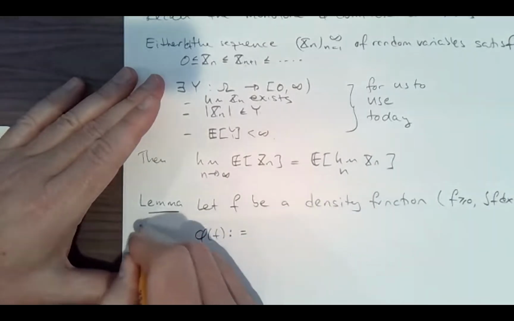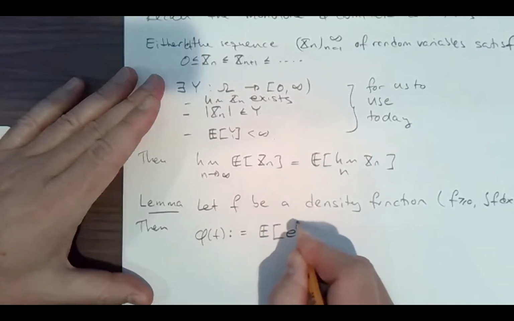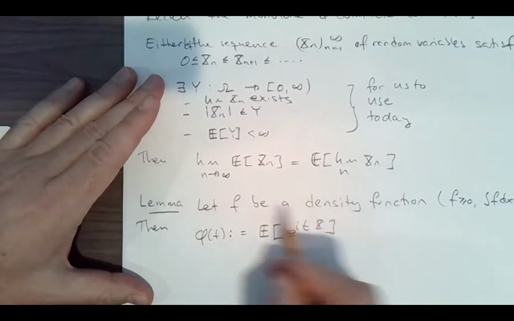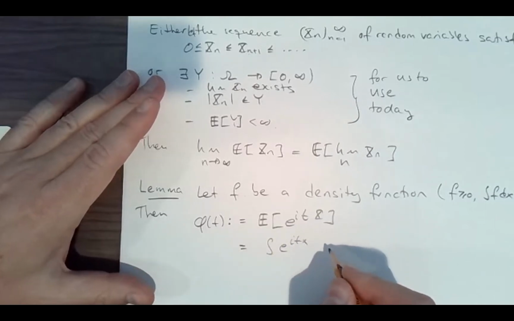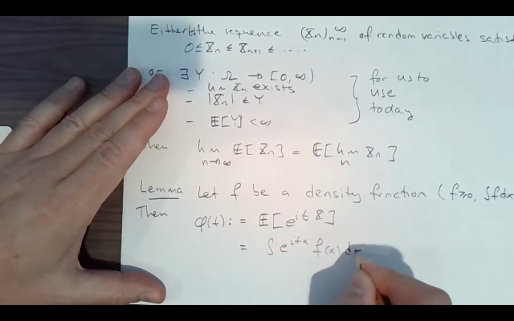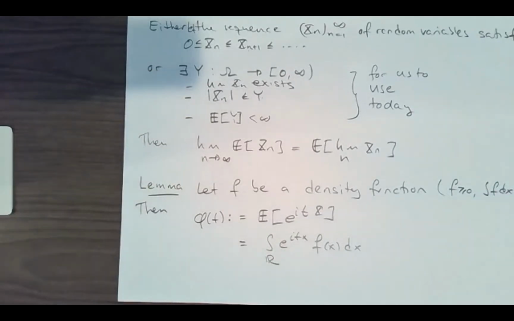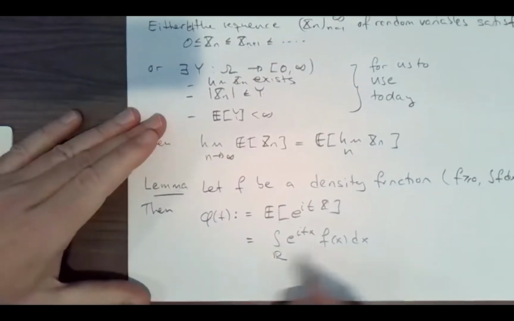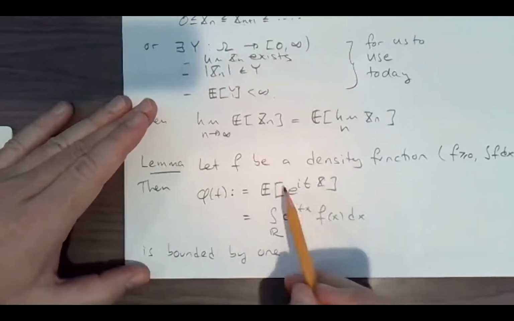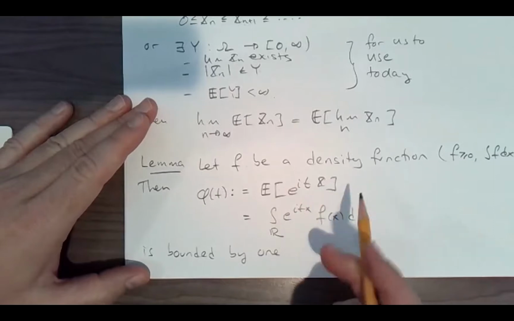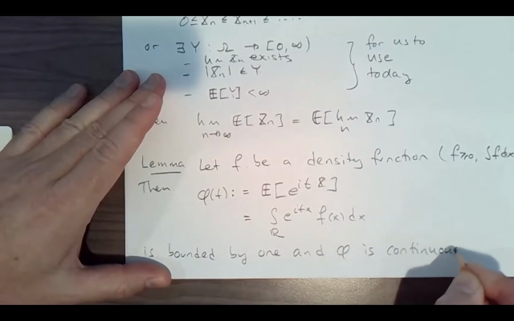So we have a density function, then the characteristic function, which is going to be the expectation as before, e^{itX}, where X now has that density function little f. This would be an integral of e^{itx} f(x) dx, integrated over, say, R. Then this function here is bounded by 1. We saw that last time because the absolute value of the integrand here is bounded by 1, and phi is continuous. So that's the new part.